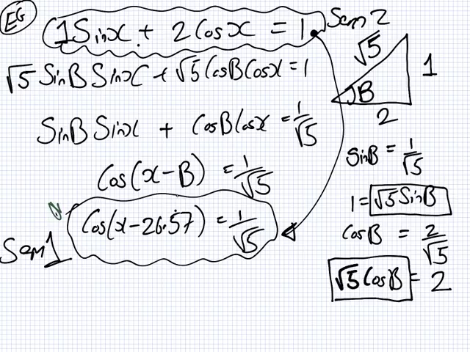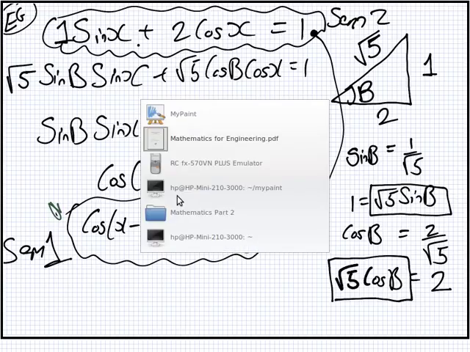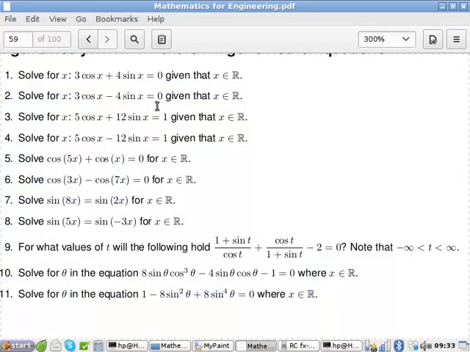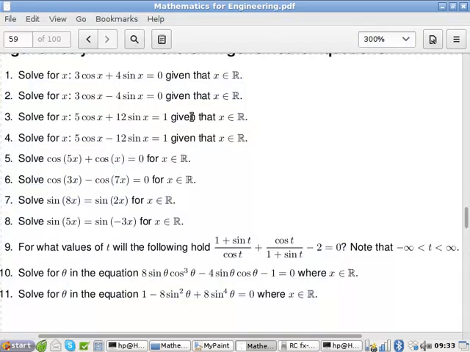Can I scroll down? Right, let's have a look at another example. Let's go with something, so 1 to 4 is what I've done, but something like 5. I'll do something like 5, maybe not exactly 5, I'll do something like, let's see.